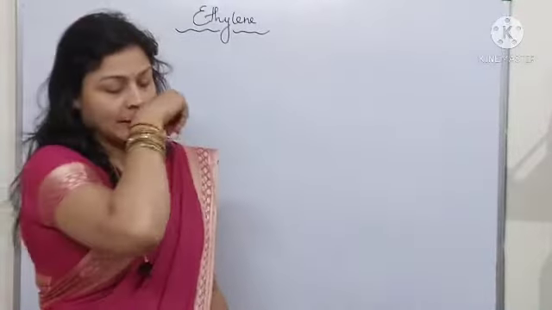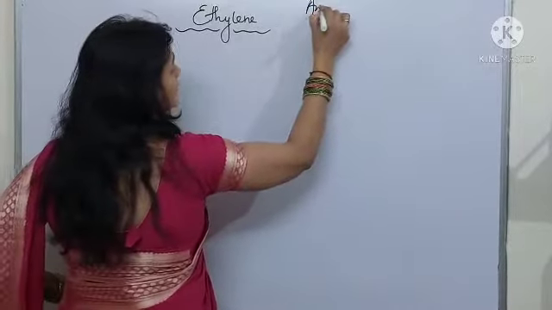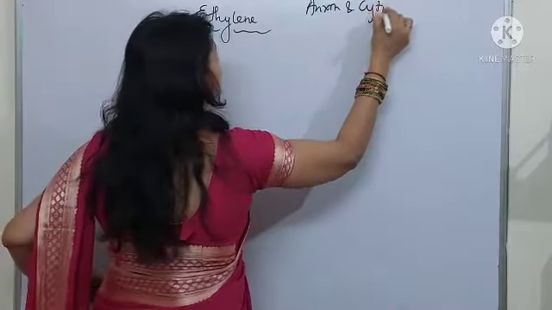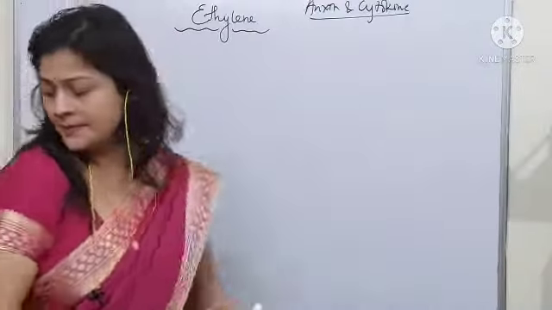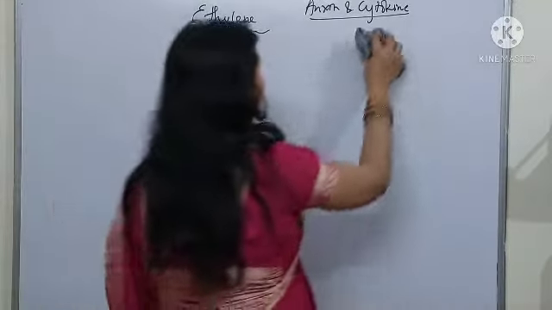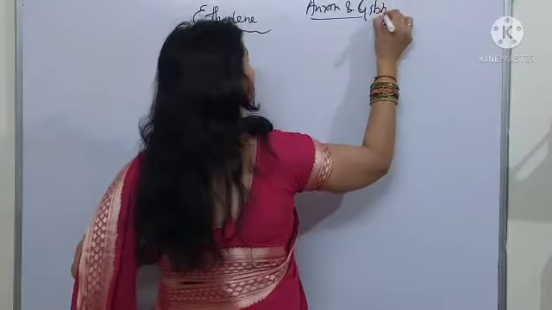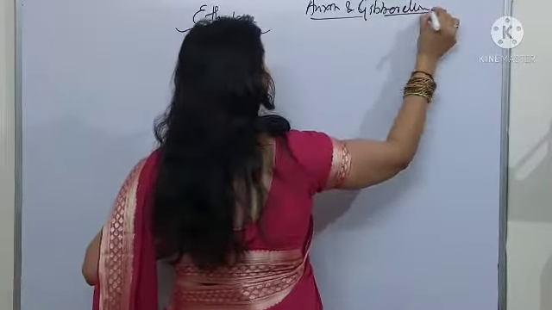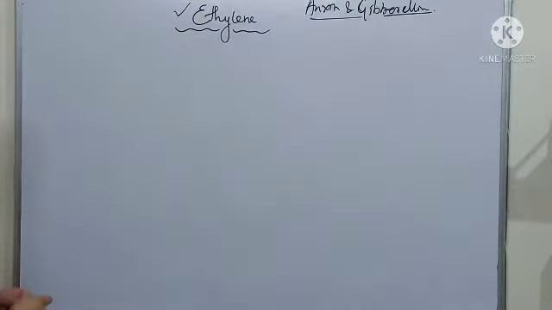In the last class, we have discussed about auxin and cytokinin. In this class, we will discuss about another plant growth hormone which is known as ethylene.